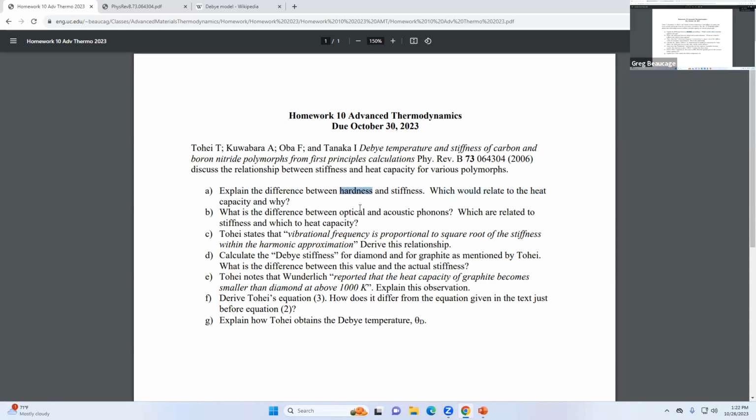I mean, there might be a relationship between hardness and stiffness, but basically the capacity calculation is going to give you a modulus of stiffness. It's probably this question has no importance whatsoever. Then the optical and acoustic, I think I talked about that already. And oh, well, this is interesting.